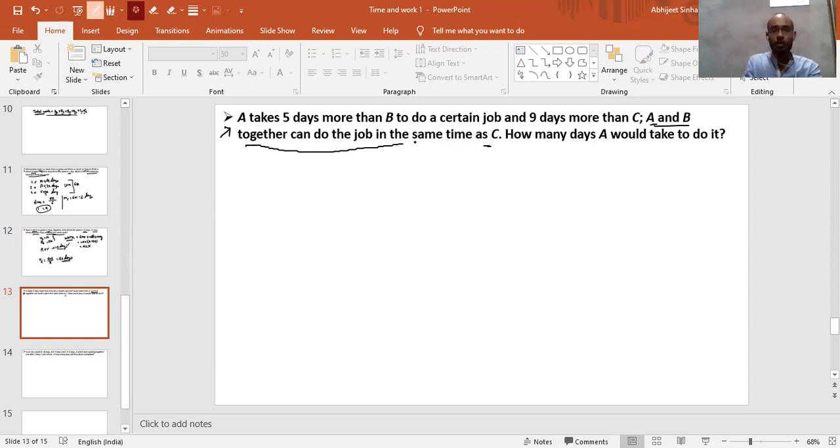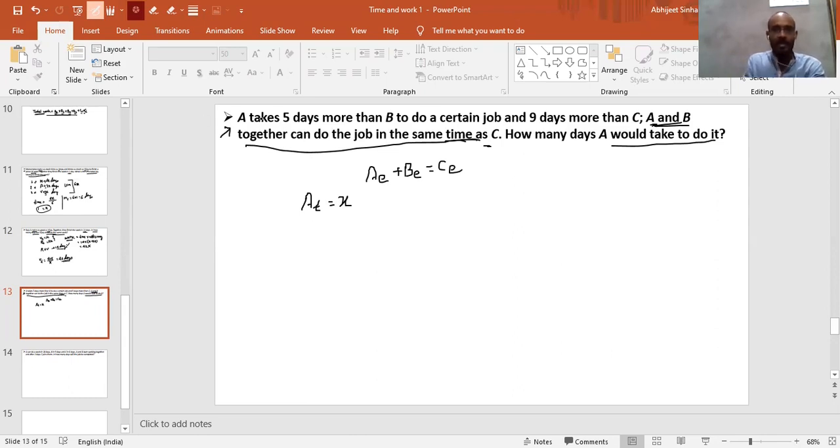This line means what, guys? That if A and B together can do a certain job in the same time as C, the efficiency of A and B is the same as C's efficiency. And now the question says how many days A would take to do it. Can anyone answer this question? In the meantime, let me write what is given. I assume that the time for A is X.